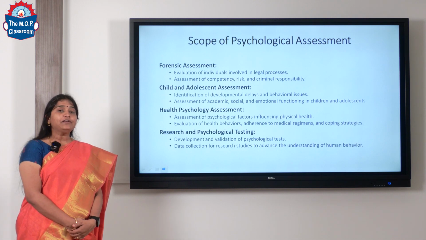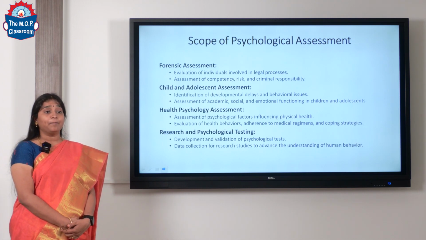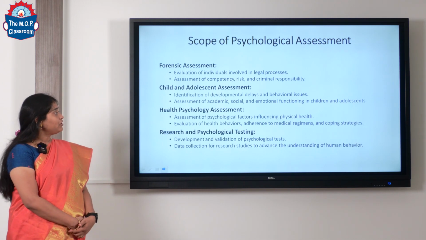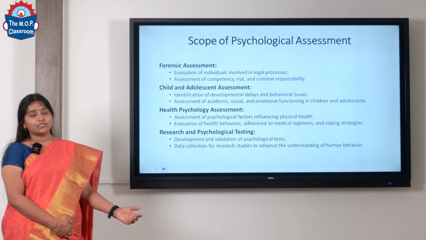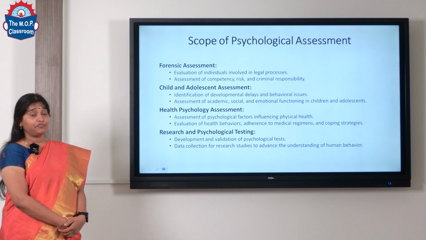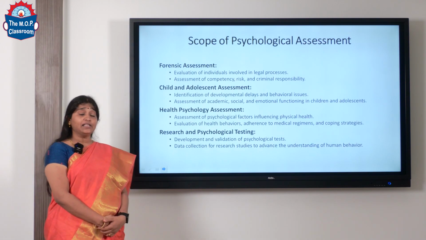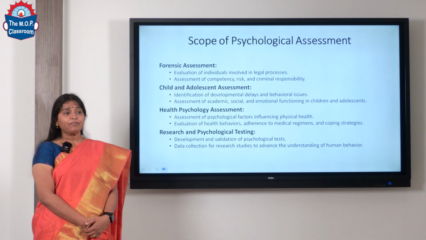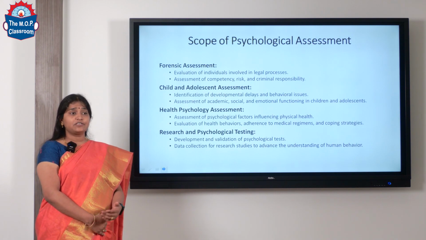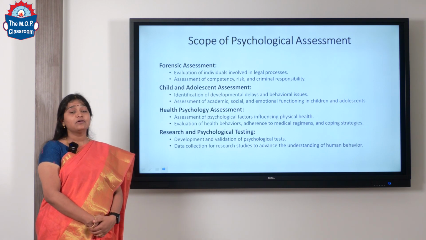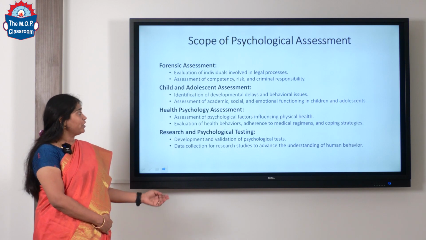Again, yet another field in psychology is medical psychology. Health psychologists largely use psychological assessments in their field as well. Some assessments that are done are to study physical health, for example, to study lifestyle factors and risk factors such as smoking behavior, drinking behavior, addiction and so on.